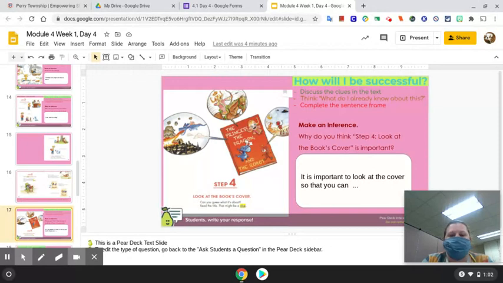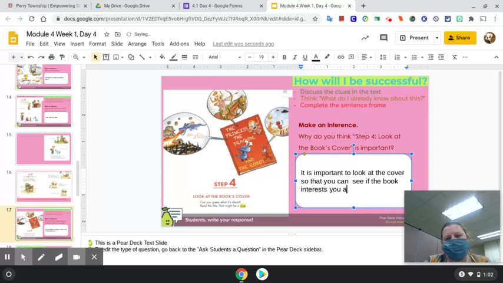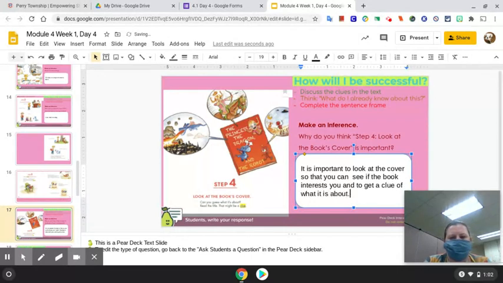Okay. So I know that when I'm choosing a book, I often look at the cover first. So it's important to look at the cover so you can see if the book interests you and to get a clue of what it's about. I think that's why it's important to look at the cover. Let's keep reading.